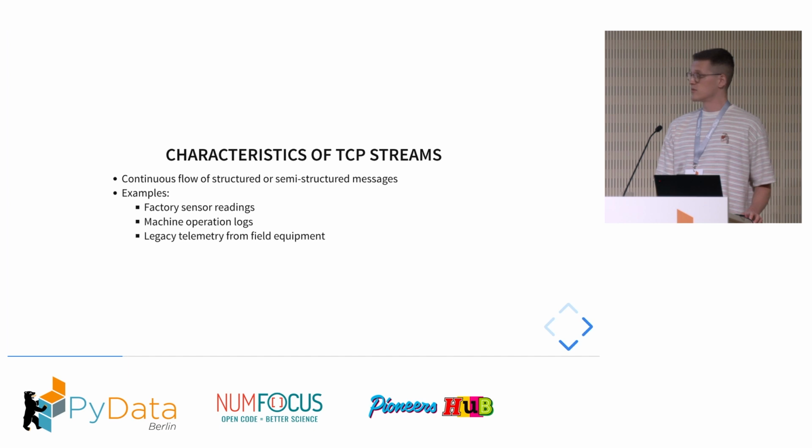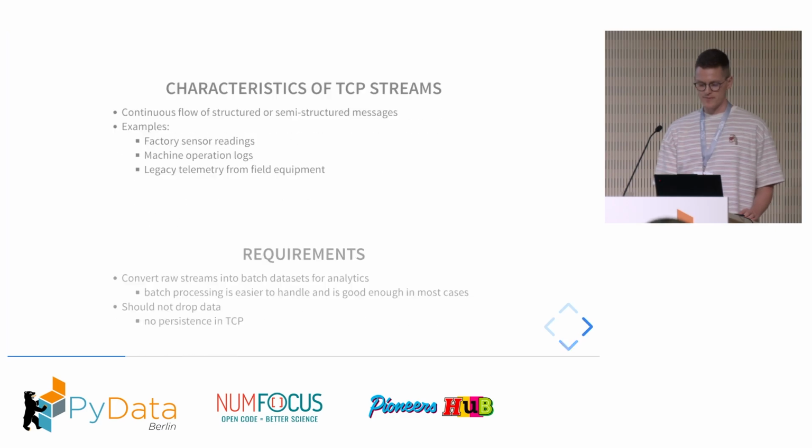A TCP stream, as you probably all are roughly aware, is basically a continuous flow of bits and bytes. It's zeros and ones, they just come in. Depending on the source, it's some kind of semi-structured or structured message. If we're lucky enough, we have newline delimited messages that we can relatively easily parse when we deal with that. Examples would be sensor readings from some factory machines, for example, operation logs sometimes too, but also legacy telemetry from equipment in the field. Today you would probably use different technologies for most of these cases, but they're still around.